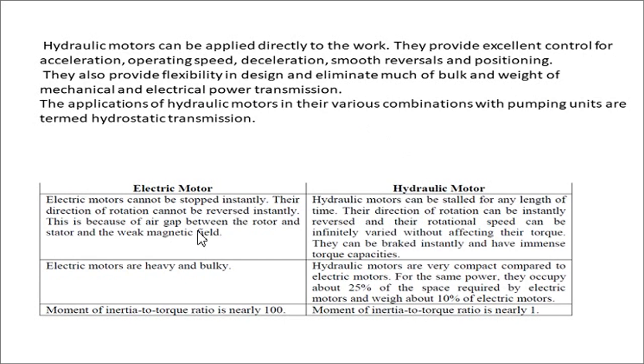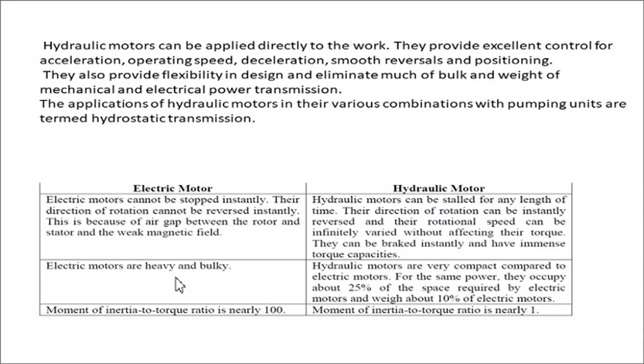The first major difference is that electric motors cannot be stopped instantly, and their direction of rotation cannot be reversed instantly. This is because of the air gap between the rotor and the stator. Whereas in a hydraulic motor you can have precise control of position, and you can rotate the load in either direction, clockwise or anti-clockwise, within a very short period of time.